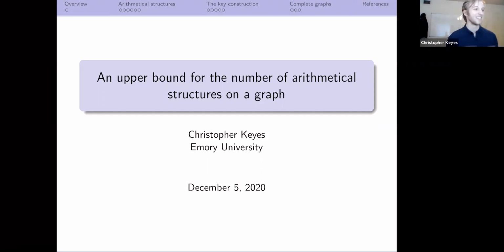Hopefully it's good. All right, so today I'm going to be talking about some joint work that I did with my colleague Tomer Reiter on counting arithmetical structures on graphs. You can find our paper on the arXiv, and there's a link in my slides. Hopefully I shared them in the chat.